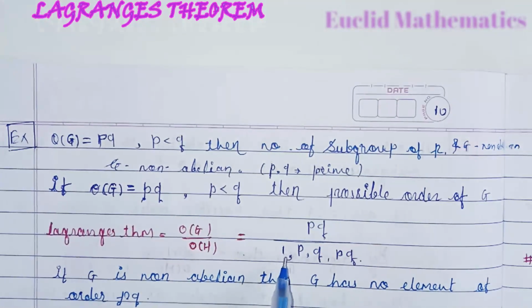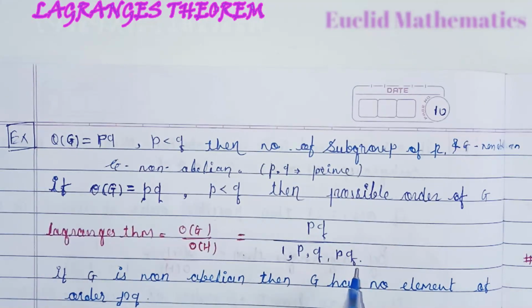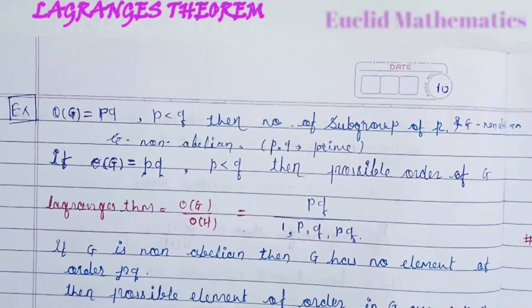One is a possible order. P is also possible because P divides PQ, and P is prime. Q divides PQ, and Q is also prime. And PQ divides PQ, so it is also possible. That means these are the four possible orders for subgroups of our group. Now let's figure out which of these are actually possible.